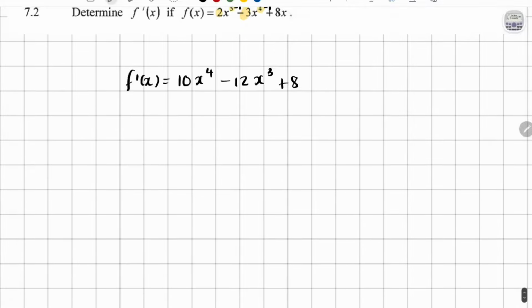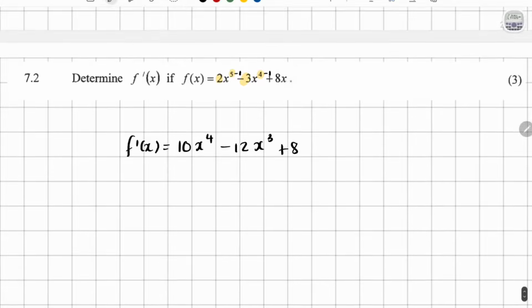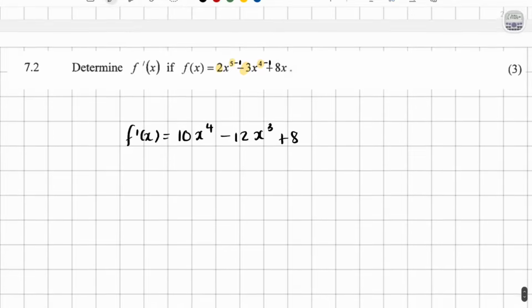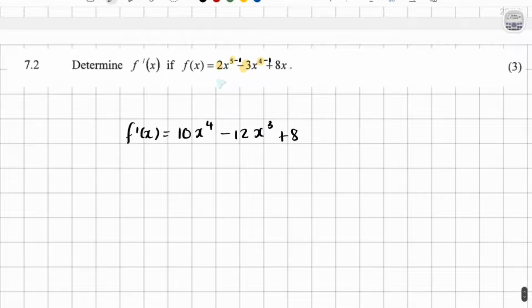Okay, so this is what we have. And that is f prime. And it's for 3 marks. So this is a really good 3 marks that you can get. It's a very simple one to derive.